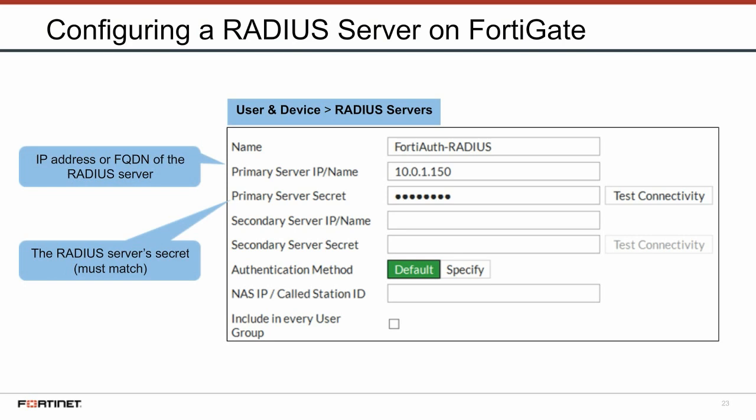The Include in Every User Group option adds the Radius server and all users that can authenticate against it to every user group created on the FortiGate. So, this option should only be enabled in very specific scenarios. For example, when only administrators can authenticate against the Radius server and policies are ordered from least restrictive to most restrictive.